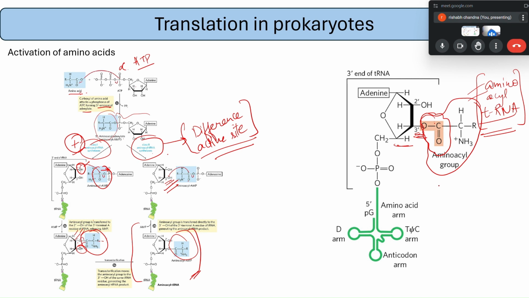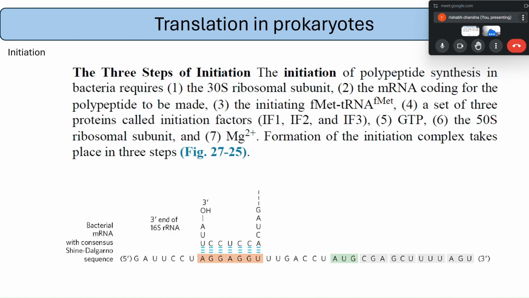Okay, so now the tRNA are charged with the amino acid. Now they are ready to start the process of translation. So first the initiation happens. So for the initiation, what do we require?